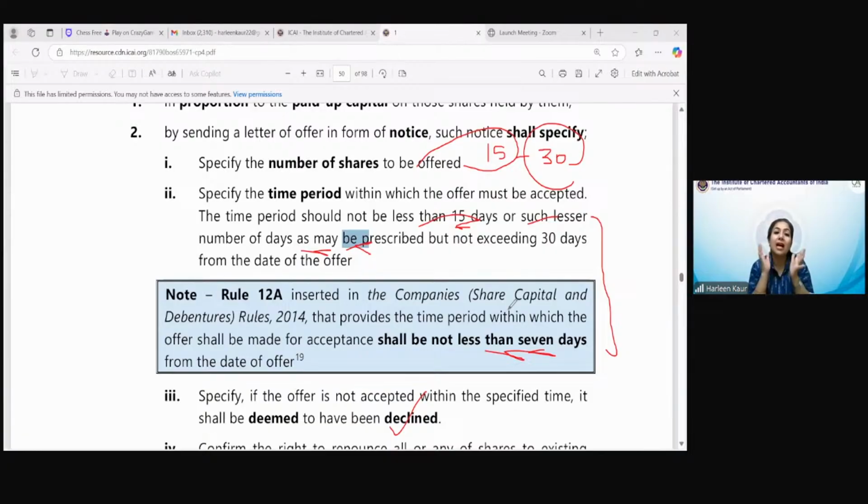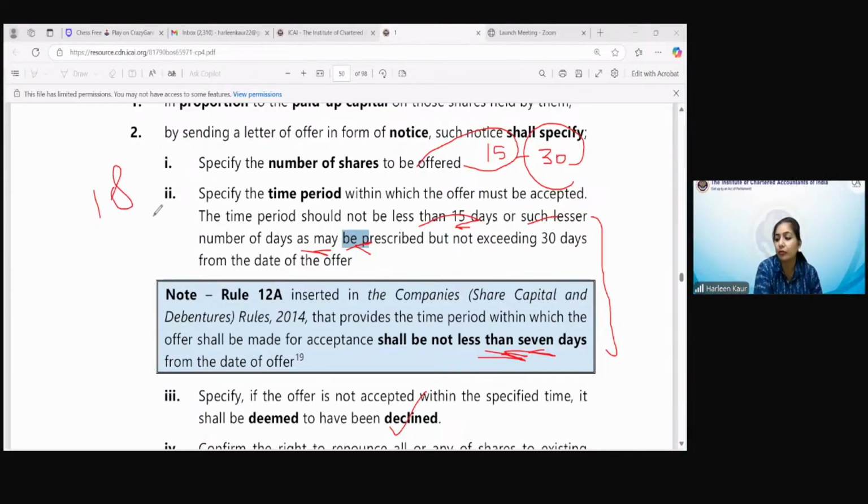So there the government has the right to fill the option. So here, related to a specific case, the option of 7 days was given. Otherwise, it is 15 to 30 days, 15 days or such less number of days as may be prescribed. Rule 12A prescribes that less number of days to be 7. Clear to everyone?